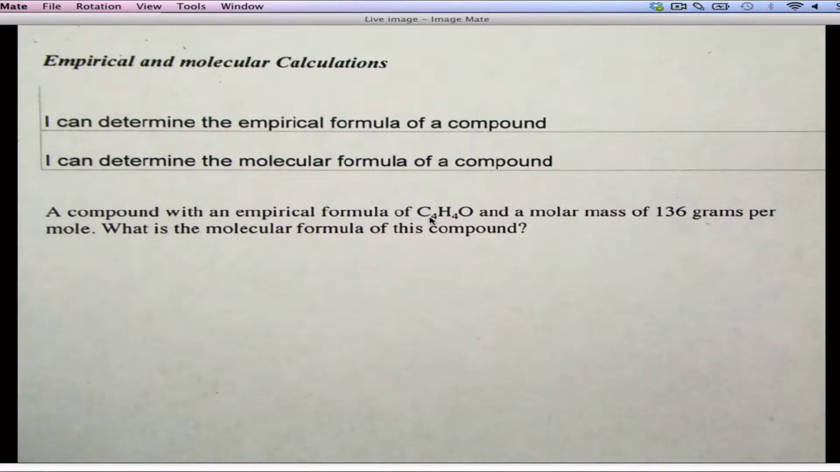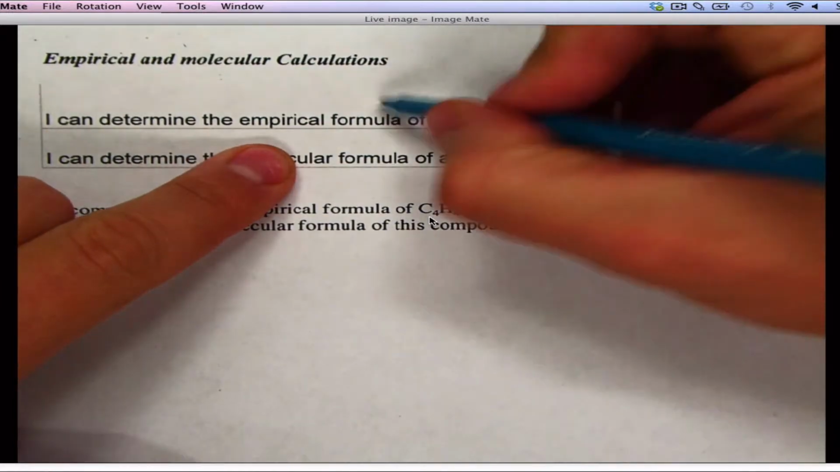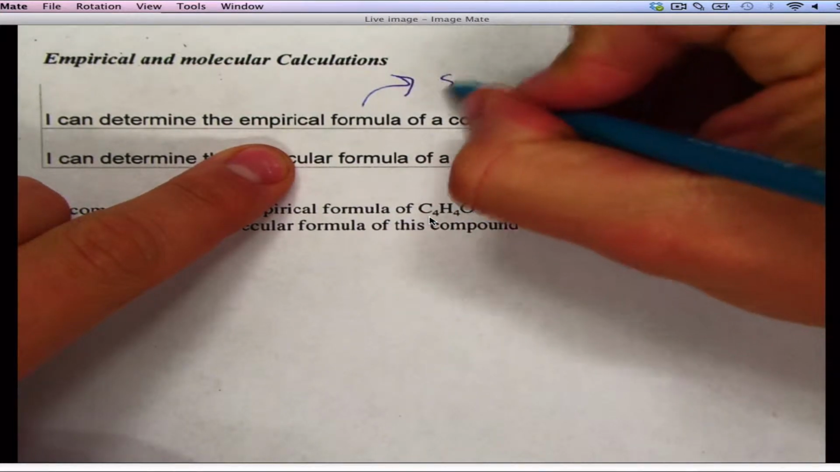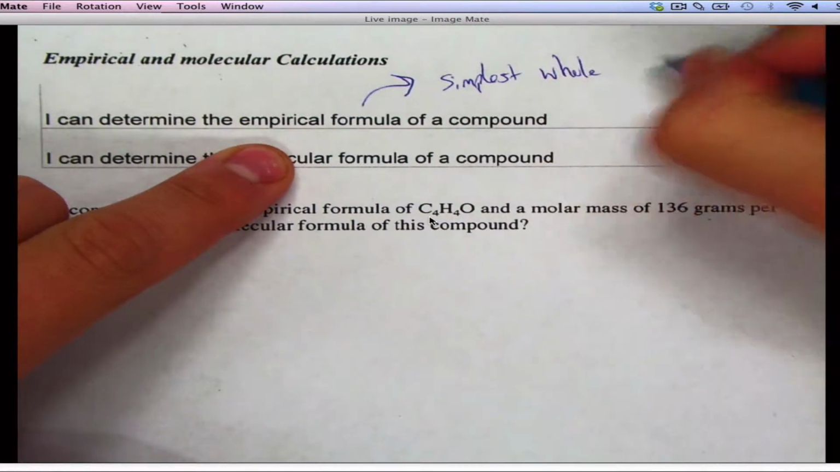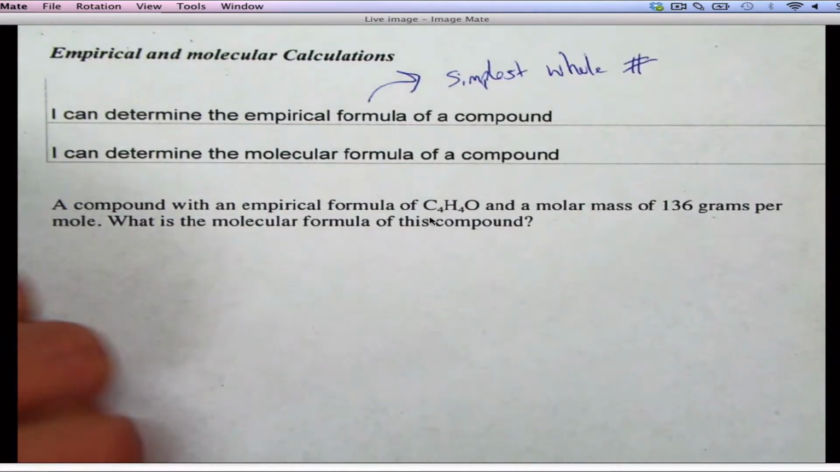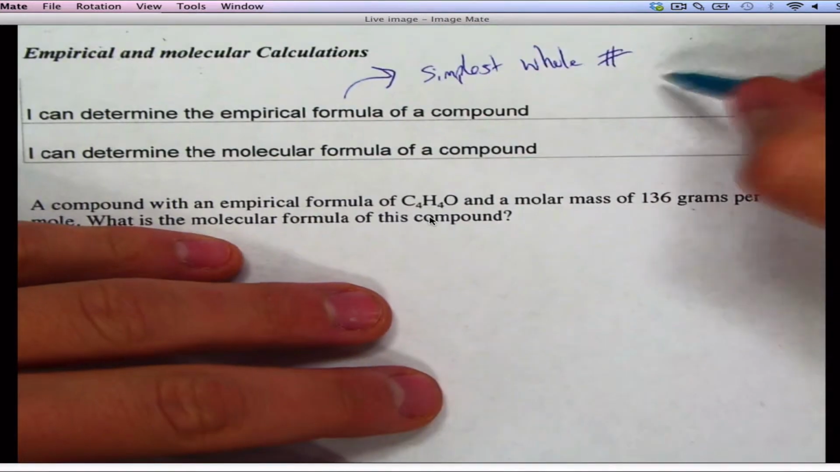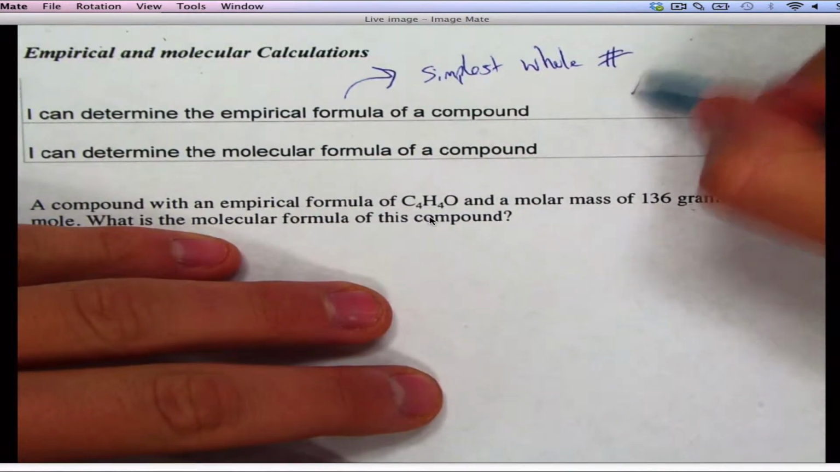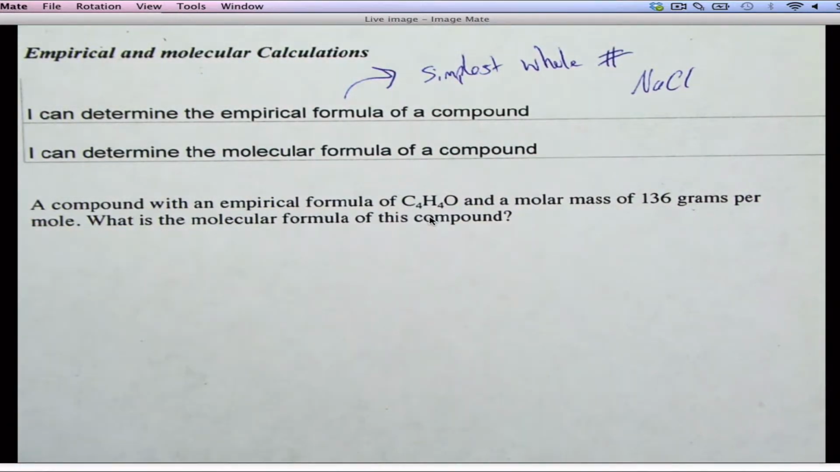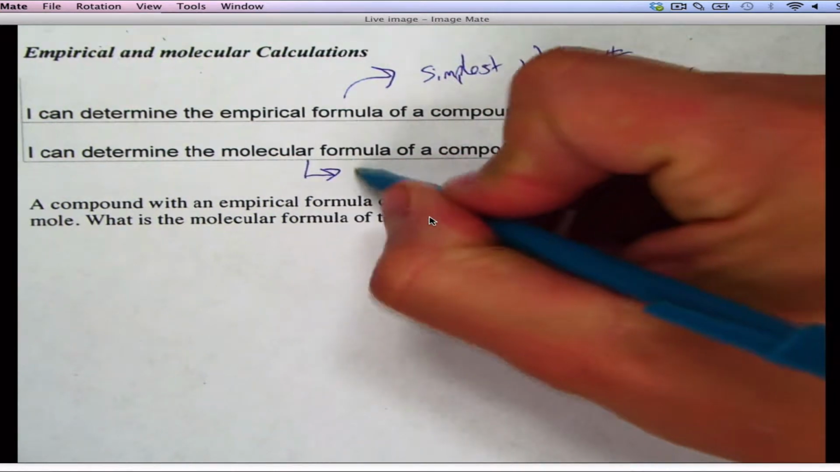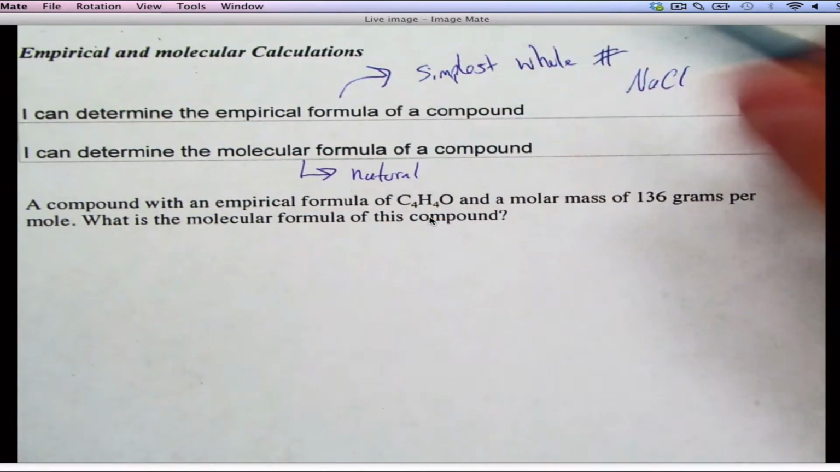So for a quick review, the empirical formula is simply the simplest whole number ratio in a formula. In other words, it can't be reduced. An example of that would be NaCl. Can't reduce it down anymore. So, simplest whole number, in other words, you can't reduce it down. The molecular formula is how the formula naturally occurs. So it's the natural formula.